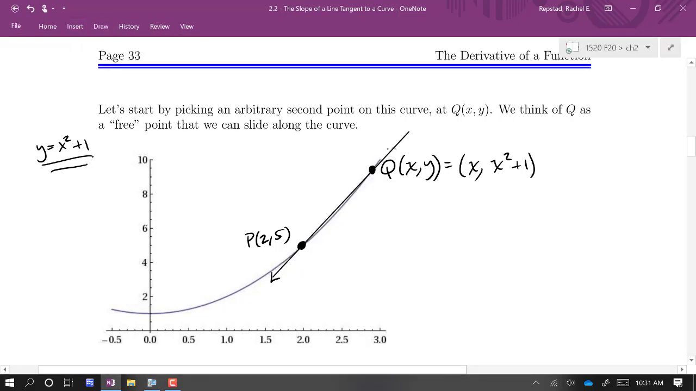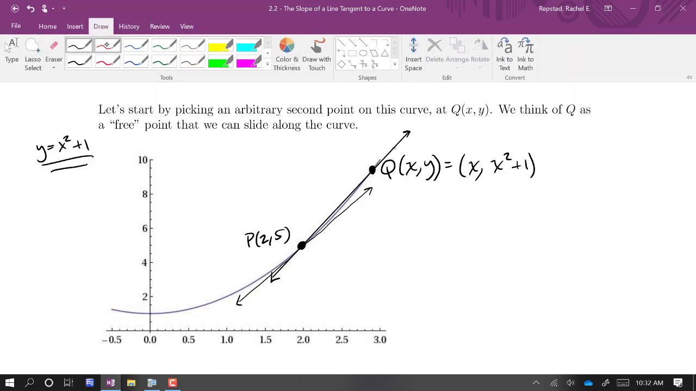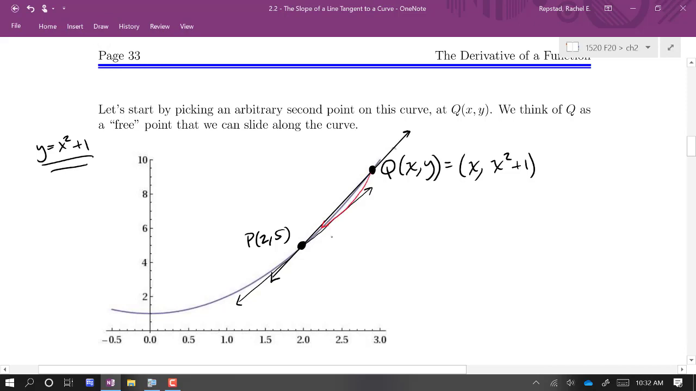Right, so this is a secant line. It is definitely not the tangent line, right? I know that the tangent line kind of looks like this. Maybe that's a little bit off. Looks a little bit more like this. But we can approximate by using a secant line. And the closer this point Q gets to the point P, the closer that secant line becomes to being the actual tangent line. So I think of this point Q as a free point that slides up and down the curve, and I want to push it down the curve so that it gets closer to P.